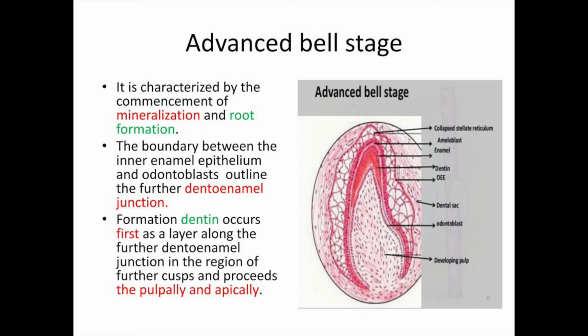Advanced bell stage. It is characterized by the commencement of mineralization and root formation. The boundary between the inner enamel epithelium and odontoblasts outlines the future dentinoenamel junction. The formation of dentin occurs first as a layer along the future dentinoenamel junction in the region of the future cusp and proceeds pulpally and apically.